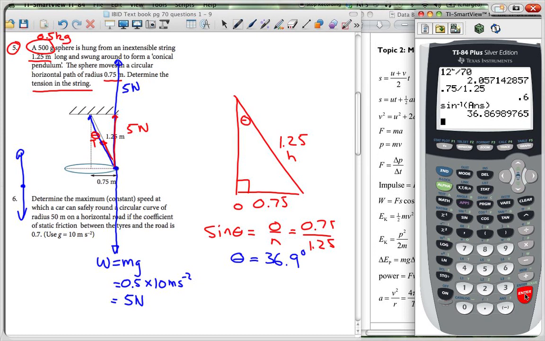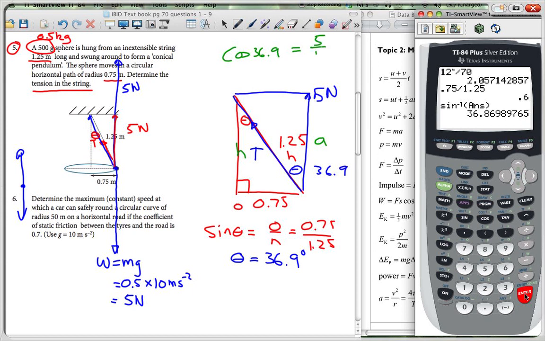Now I know that this is applying a force vertically upwards. The vertical force upwards is 5 newtons. So this force over here, the tension, if I redraw this now and put forces instead of lengths, this angle theta is equal to 36.9. So again, I'll use a different color, green. I've got this is my adjacent, this is my hypotenuse, and this is my angle. So now I'm going to use cos of 36.9 is equal to my adjacent, which is 5, divided by what I'm going to work out, my tension.